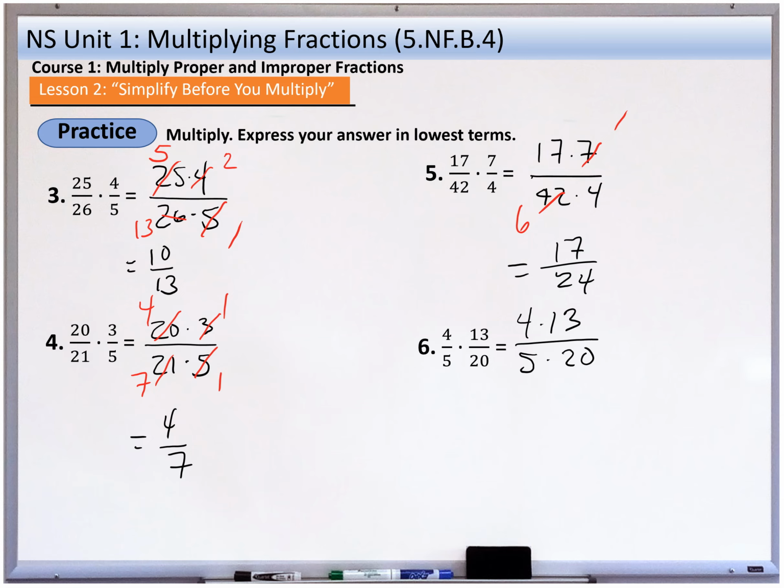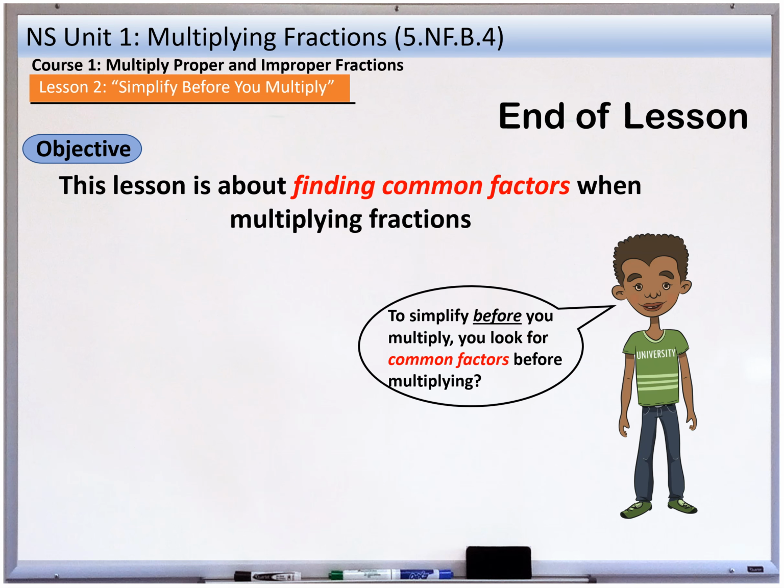I can simplify both the 4 and the 20, and not the 5 and the 13. So you can't always simplify everything. Sometimes you can't simplify anything, but at least look for it. 4 divided by 4 is 1. 20 divided by 4 is 5. 13 25ths.